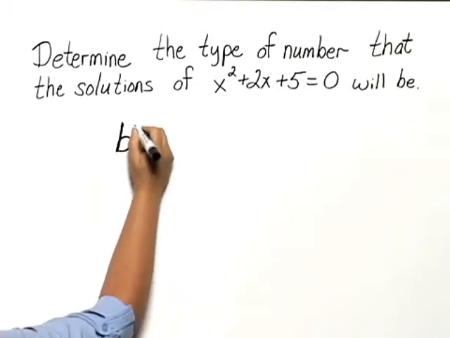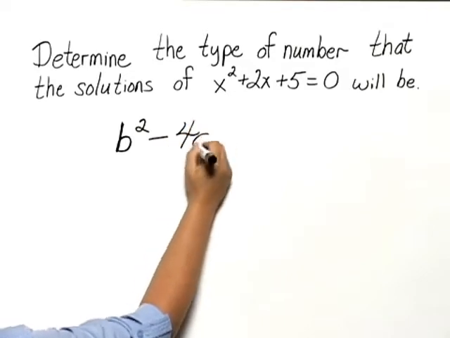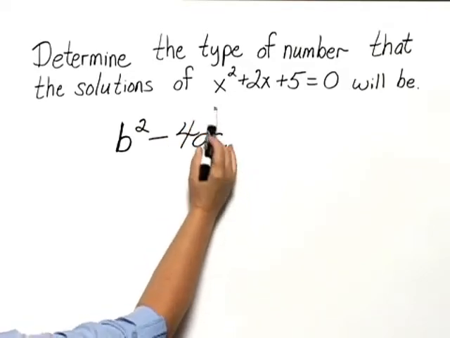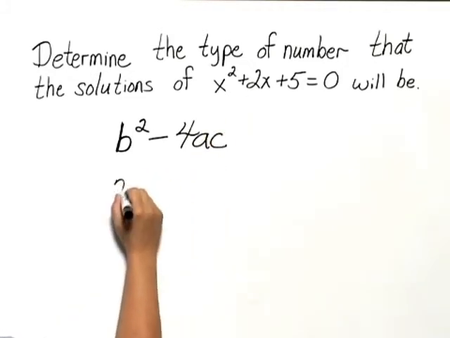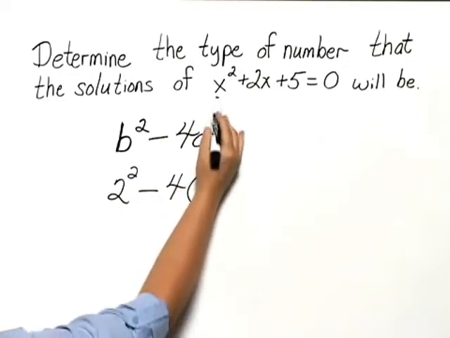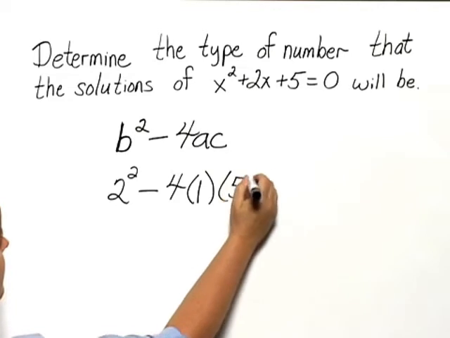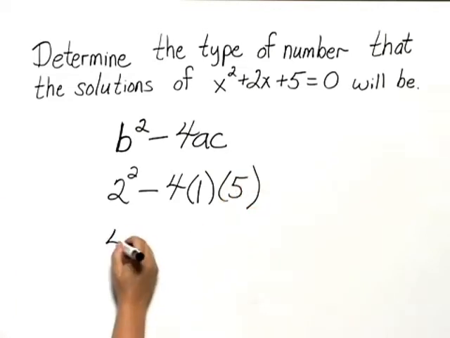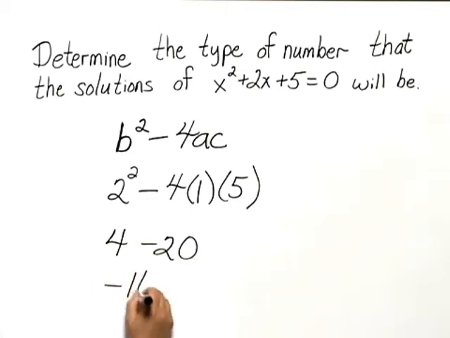The discriminant is the expression under the radical sign, which is b squared minus 4ac. In this quadratic equation, b is 2, so that would be 2 squared, minus 4 times a is 1, and c is 5. So that would give us 4 minus 20, which is negative 16.